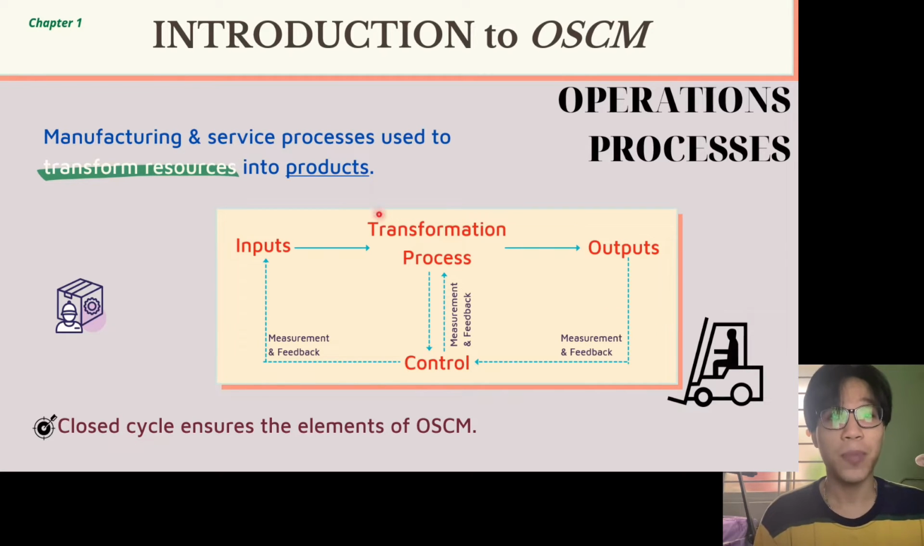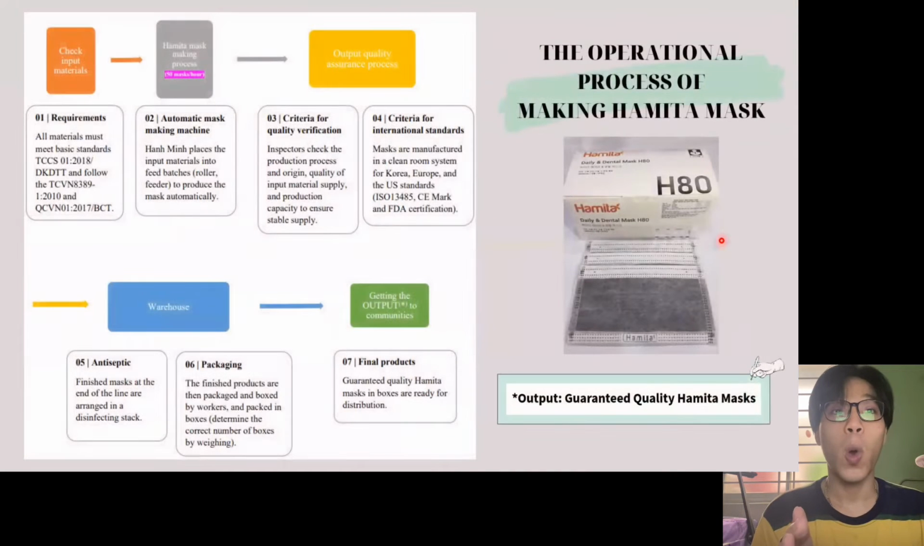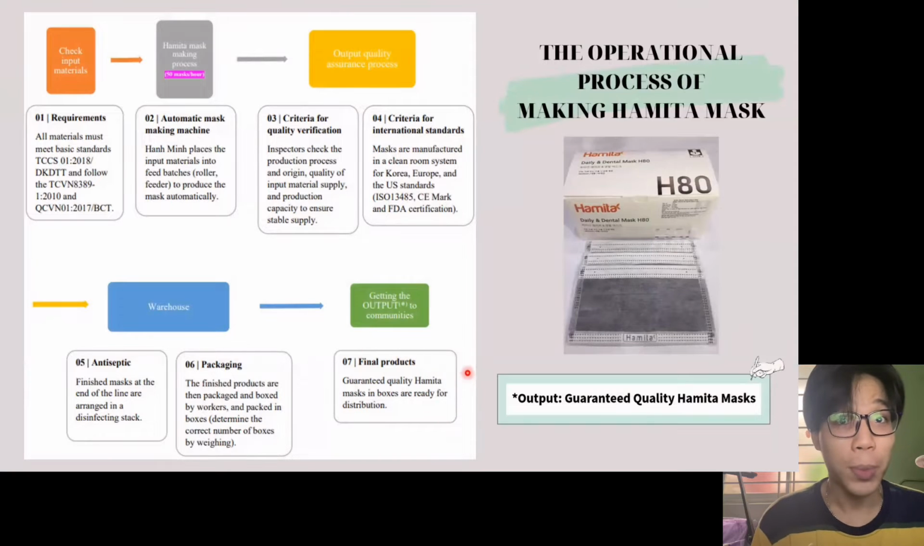The inputs, the critical ingredients of production, or what we need to create a mask, may include various types of fabric or filter layer, etc. Using all of those, the resources have to go through a transformation process where a lot of steps take place. Let's take a look at this Hamilton mask. The conversion process is all these stages, from checking to packaging. This activity ends whenever masks are finally done and ready to go.